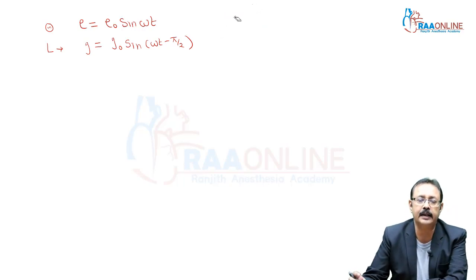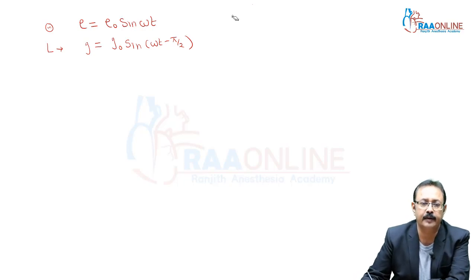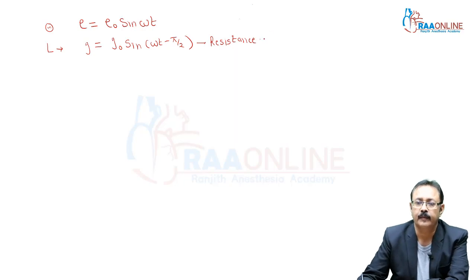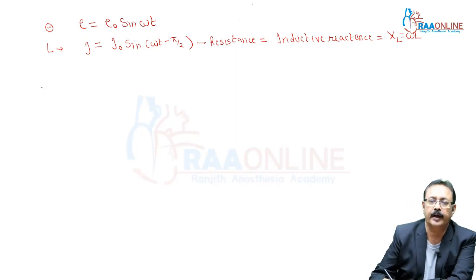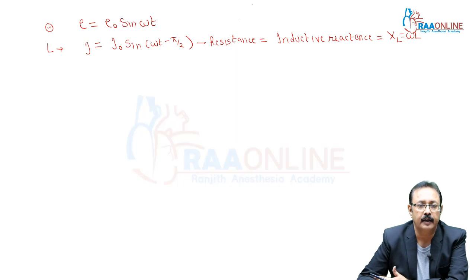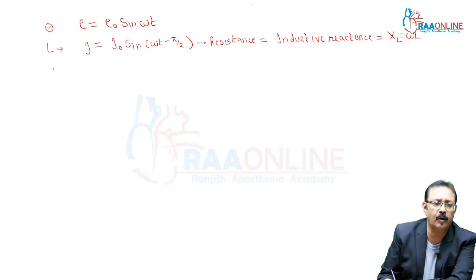In this circuit, the resistance is known as inductive reactance, denoted by XL, which is equal to omega into L. Omega is the angular frequency, L is the inductance.